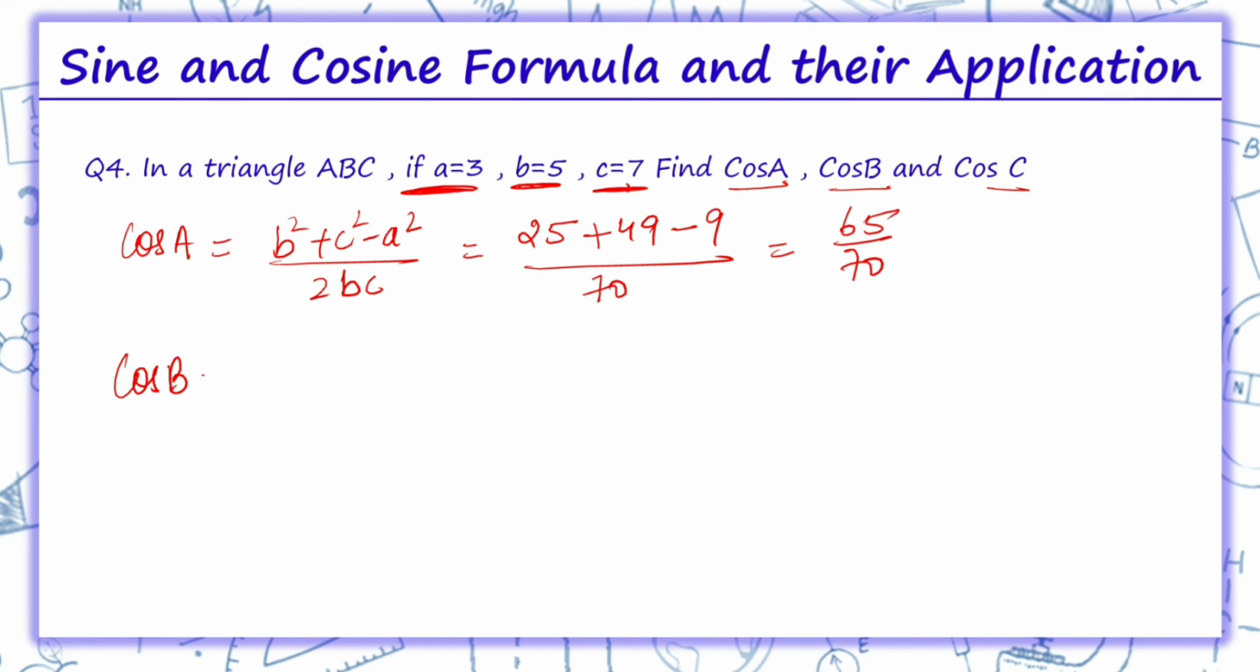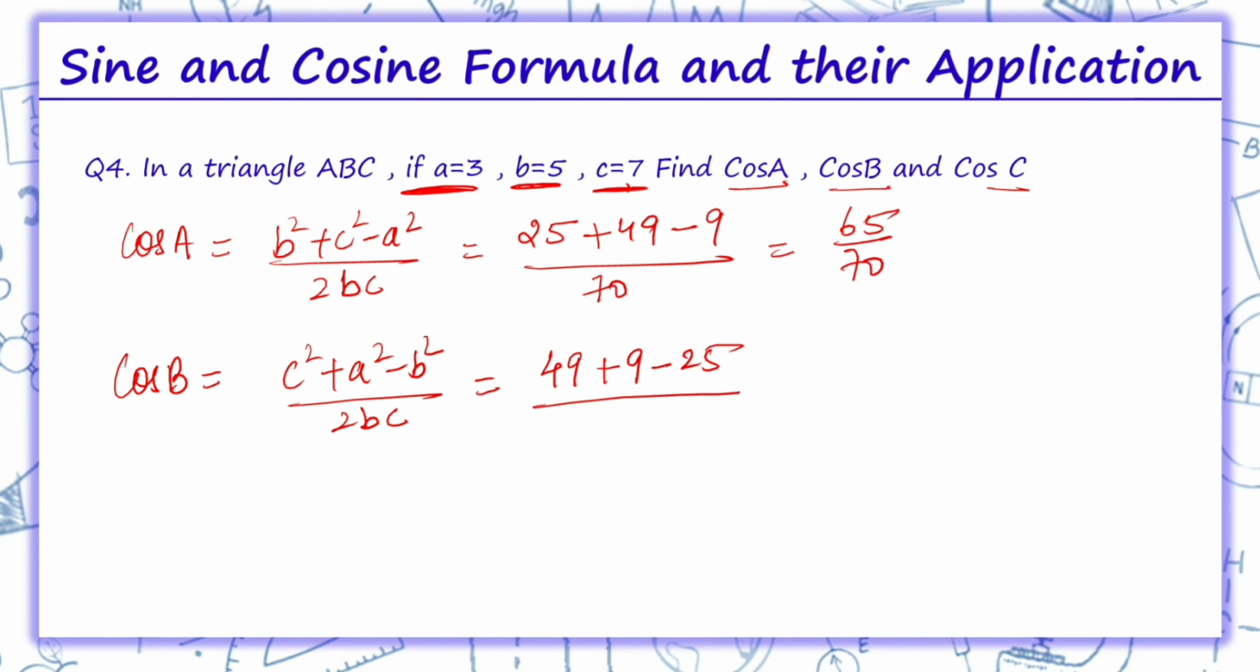In a similar manner, we will solve cos B. The formula for cos B is C square plus A square minus B square upon 2AC. C is 7, 7 square is 49, A is 3, A square is 9, B is 5, B square is 25, upon, over here it is 2AC, so it will be 2 into 3 into 7. So it will be 6 into 7, 42. The answer will be 33 by 42.